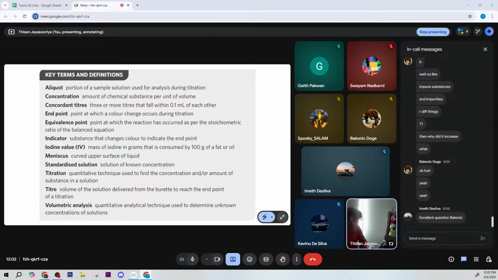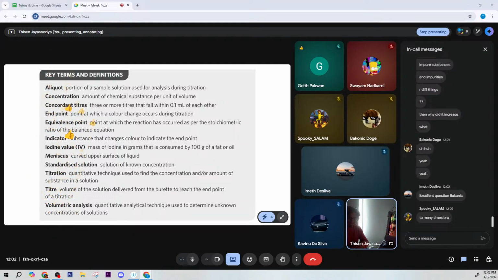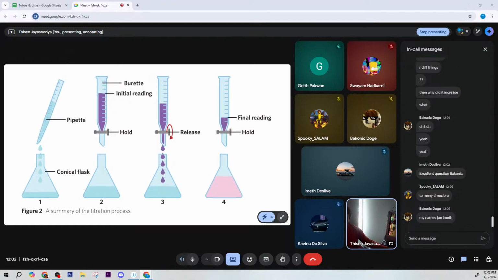Can you put your thumbs up if you've done a titration before? It just gives me an idea of who has and who hasn't. Blessing, have you done a titration before? Okay. So, too many times. So I won't have to explain too much of this stuff.